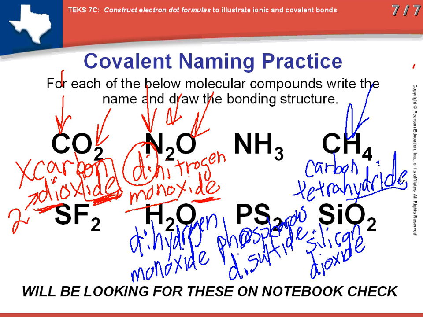Water, it's not called water anymore. Its true chemical name is dihydrogen monoxide. Dihydrogen because there's 2 hydrogens, monoxide because there's 1 oxygen and it's the second element. PS2, not the gaming system, is called phosphorus disulfide. SiO2 is silicon dioxide. Okay, that's everything you need to know about covalent bonding.